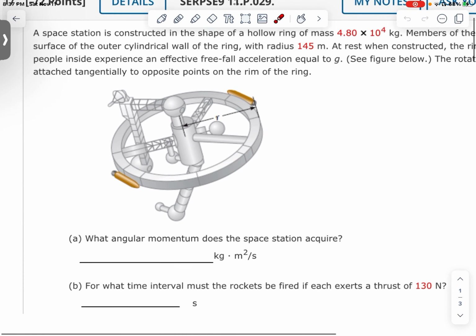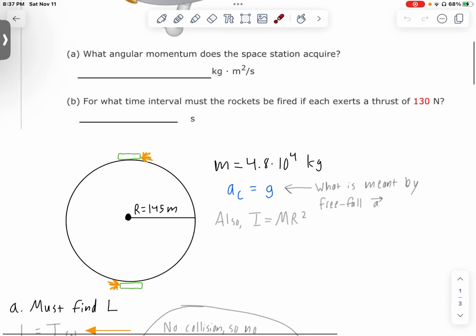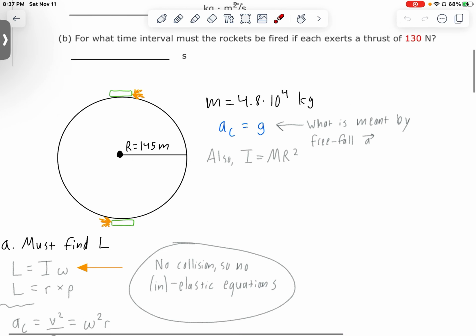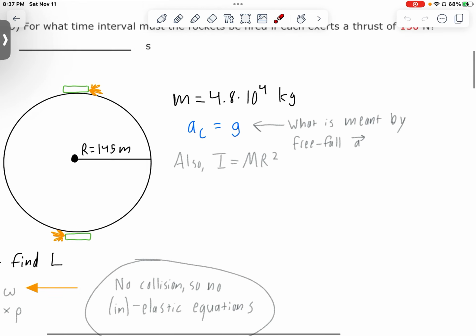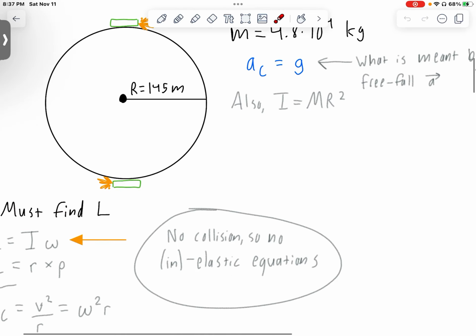I was a little confused, but I remember the movie Interstellar, where the characters are flying through space in the ship and it has the ring rotating around it. I believe that's to generate some sort of gravitational field. Maybe we'll learn about that later. But anyways, centripetal acceleration equals g. And also the hoop's moment of inertia is mr squared.